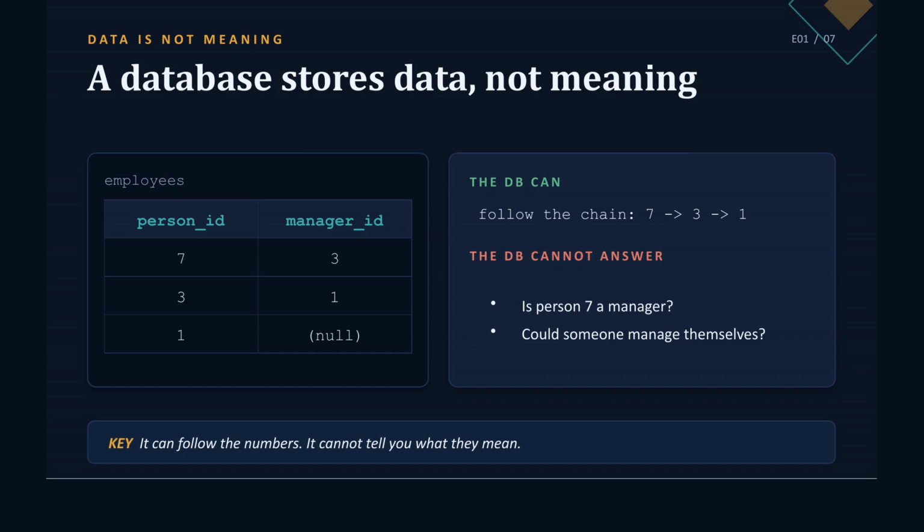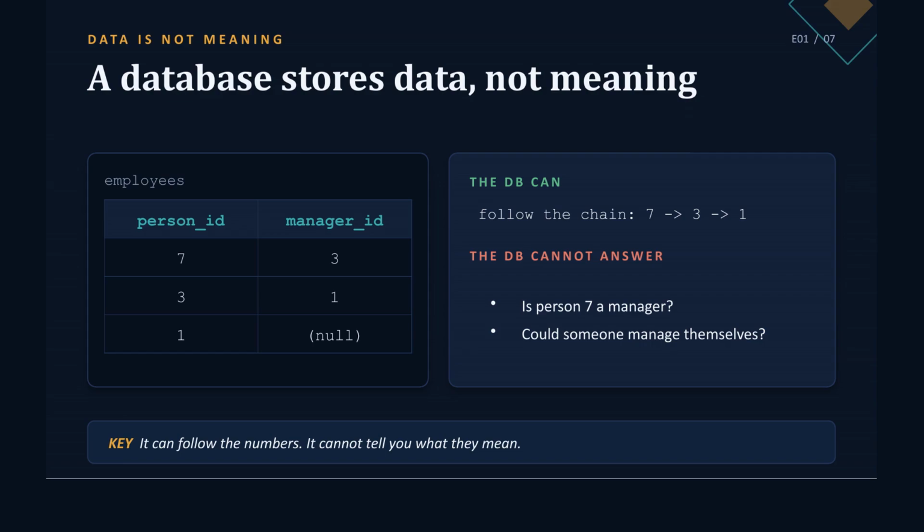Now you might reasonably object. We already have databases, and we have had them for decades. Is a well-designed database not already structured knowledge? Not quite, and this is the crucial distinction at the heart of this whole episode. A database stores data. It does not store meaning.